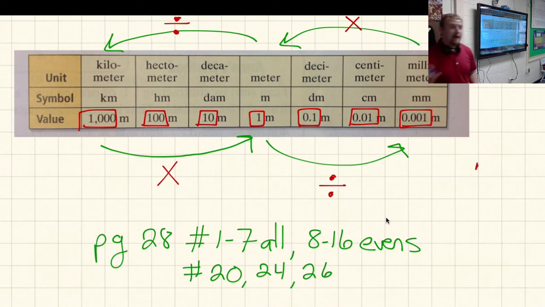All right, hold on. This is your assignment, page 28. You're going to do 1 through 7 all, 8 through 16 the evens, 20, 24, and 26. I will leave this up for the next 5 to 10 minutes so that if you need to linger a little bit. We are in study hall time, so when you have this written down in Mr. Collins' class, you need to make your way downstairs. You may come up and ask me questions during study hall time.